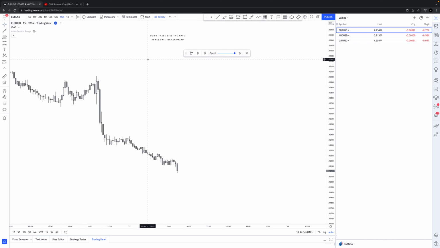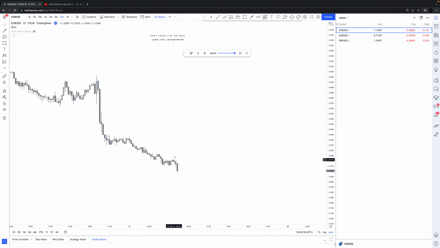So I think this will really open your eyes, and you'll see a lot of why price is doing what it's doing, and all the entries that are available when you really know what you're doing. Okay, so let's go through it.